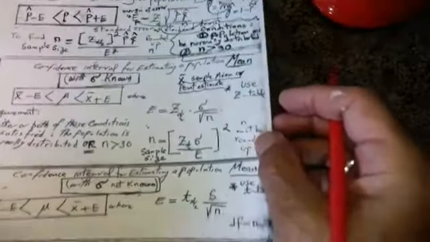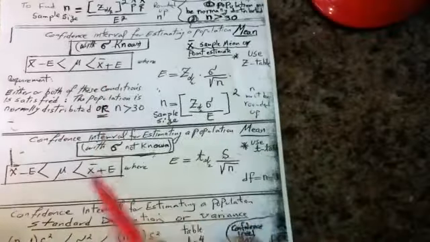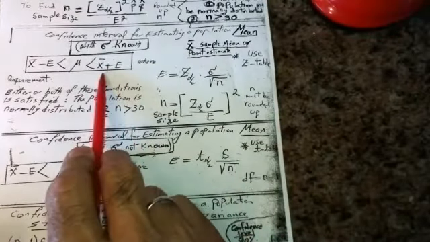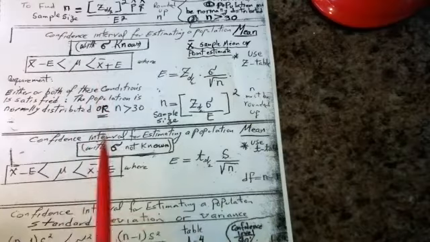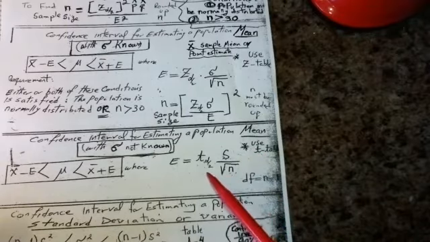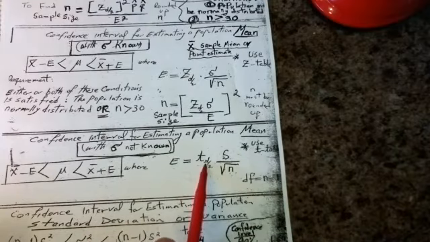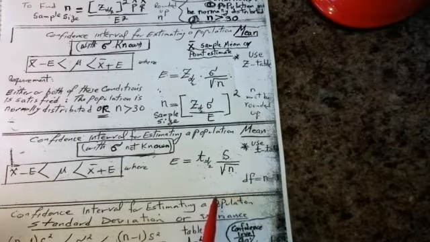Confidence interval for the mean is, both are the same: sample mean plus or minus E. How do I find the E? If in the problem you are using T, then you use this formula, and if you are using the Z, then you use this formula. Okay? T S over radical N.